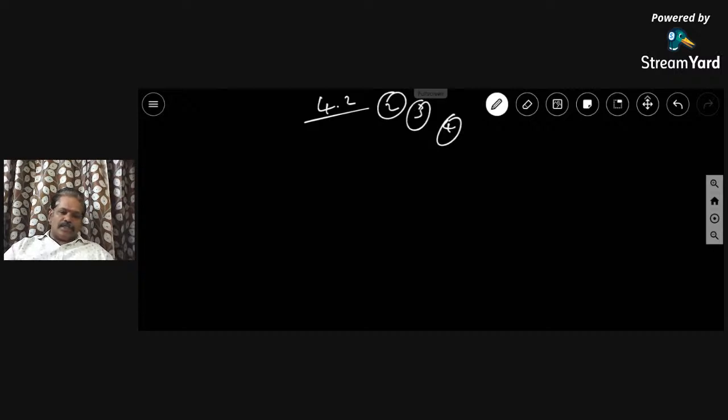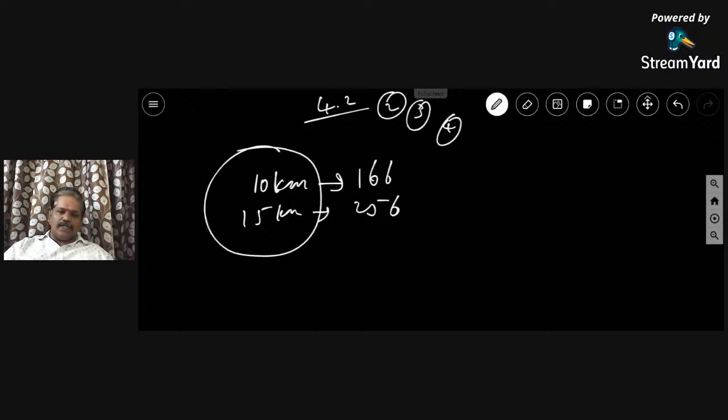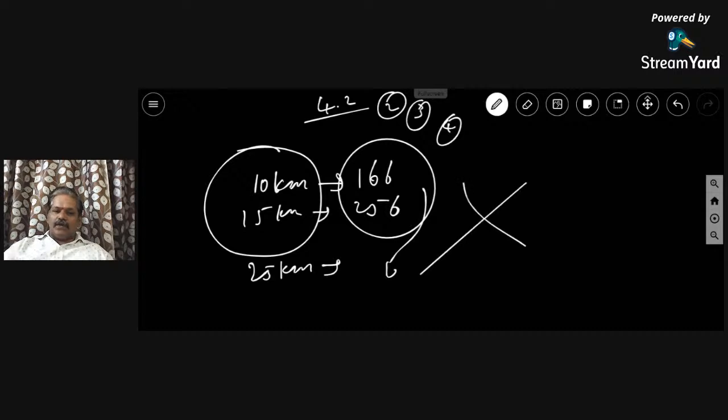When we observe the question, for 10 kilometers it is 166, and for 15 kilometers it is 256. Most of the students will make a mistake because the question asks for 25 kilometers. So 10 plus 15 is 25, and they will start adding these, but that is the wrong way.